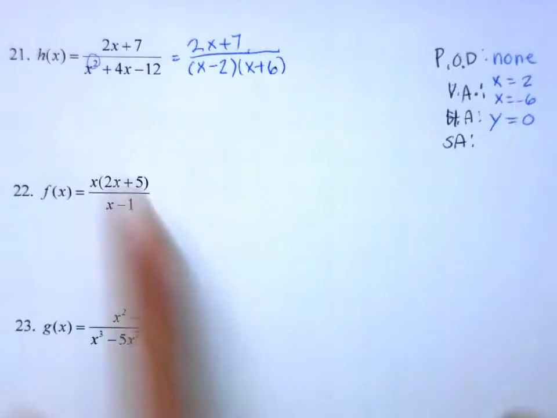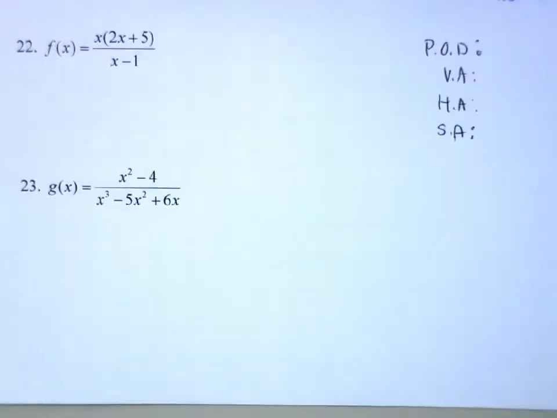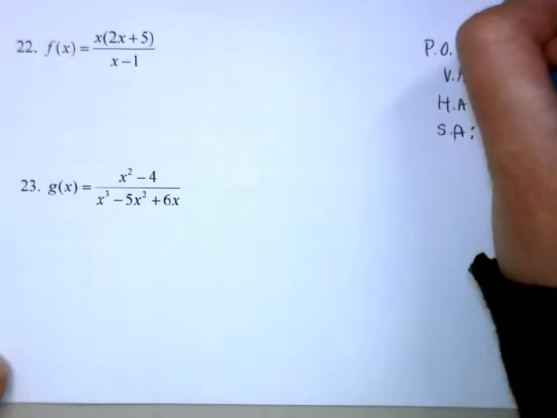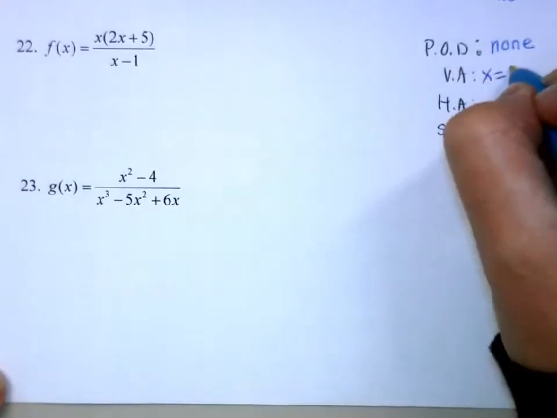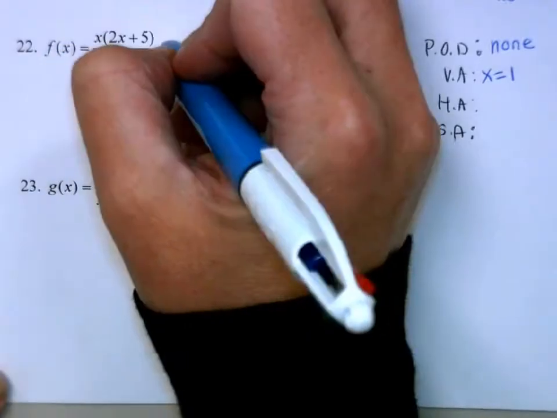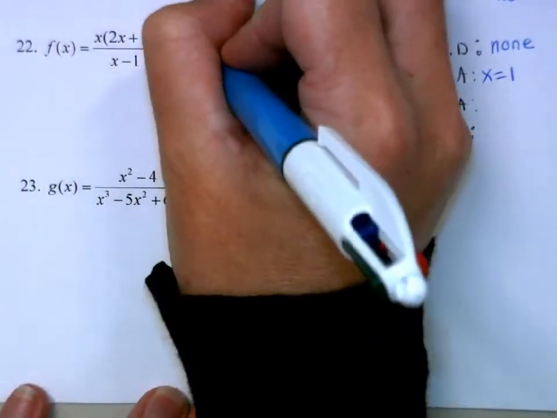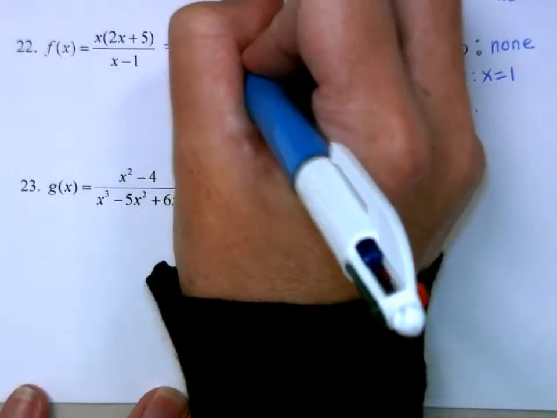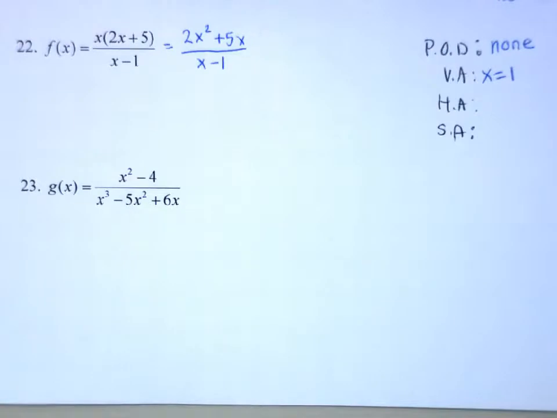All right, our next one here does not have a point of discontinuity. There is no common factor. The vertical asymptote is going to be at x equals 1. Okay, for horizontal, the limit as we go to infinity, the degree is bigger in the top, so it's going to go to infinity, so there is no horizontal.